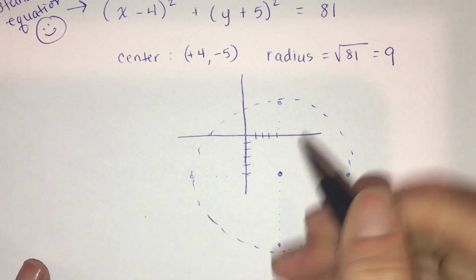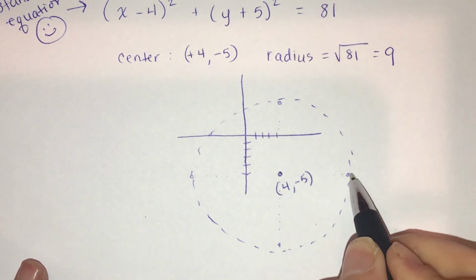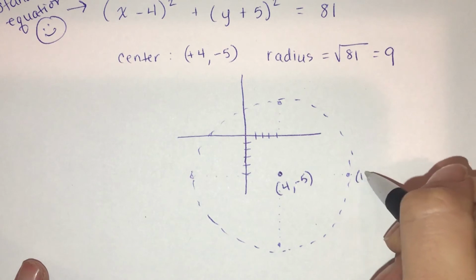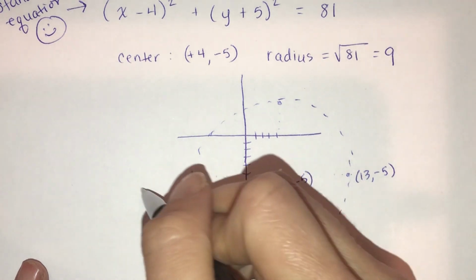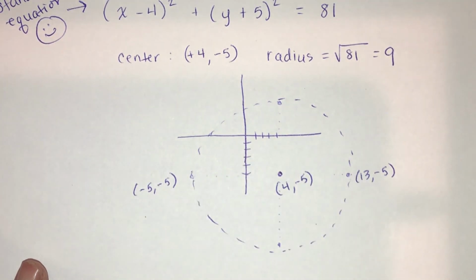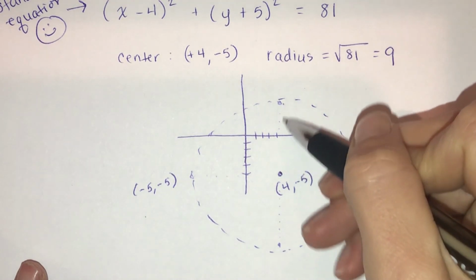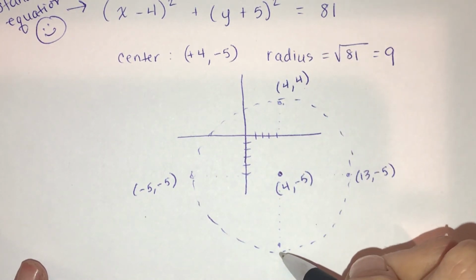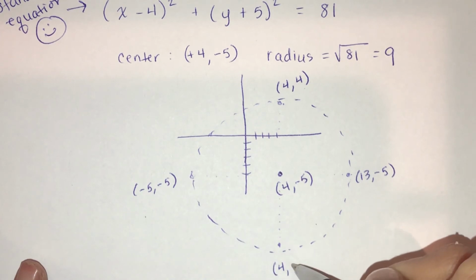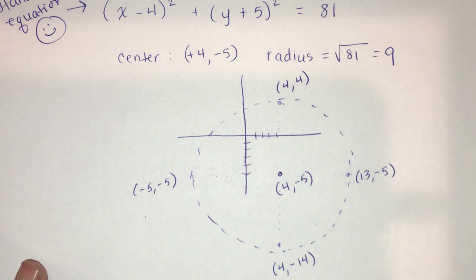If I'm here at the point (4, negative 5), if I were to go to the right 9 units, I'm going to be over here at (13, negative 5). And if I went to the left 9 units, I'm going to be over here at (negative 5, negative 5). And then if I went up 9 units, I would be at (4, 4). And if I went down 9 units, I would be at (4, negative 14). All right, so that's everything.